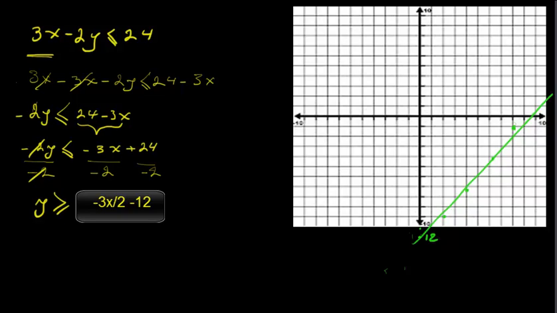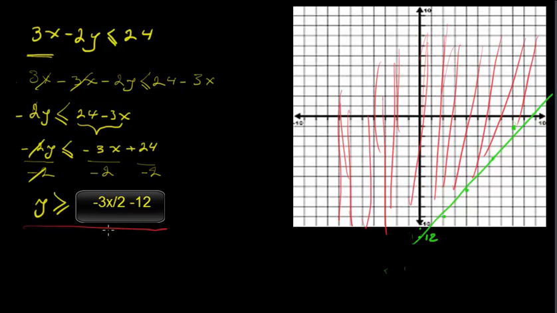But since we have y is greater than or equal to this line, the area that satisfies this inequality is going to be above the line. So all the area above this line is going to satisfy this inequality. It means for any x you pick, this is going to be a value for y. Now you are ready to do some practice at home.